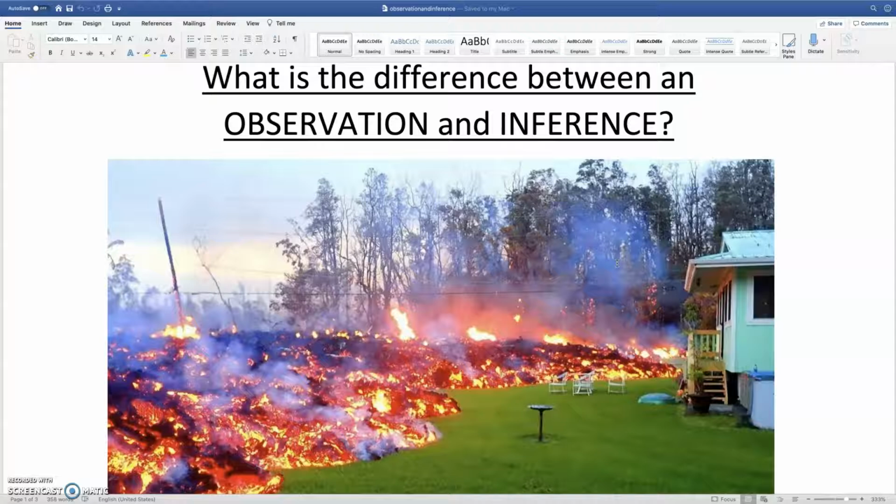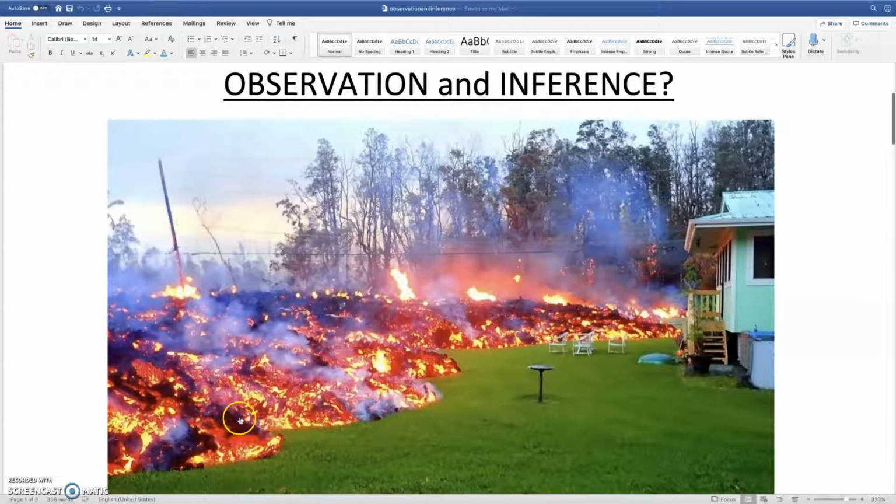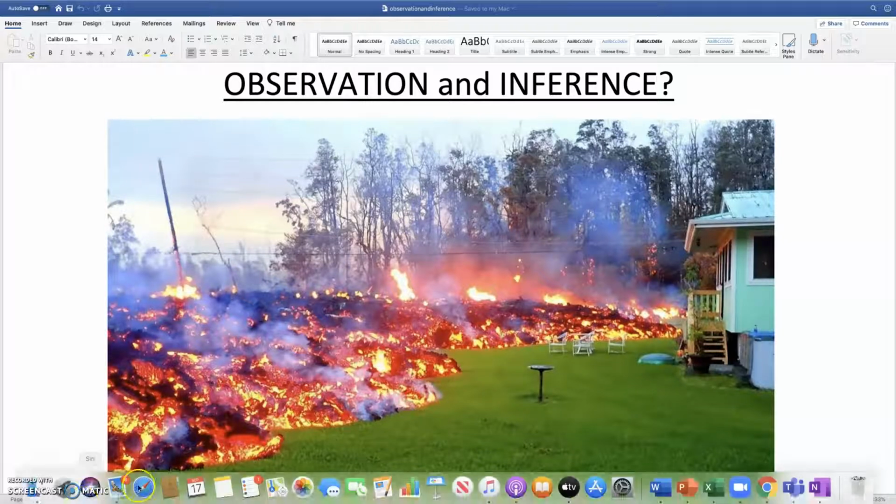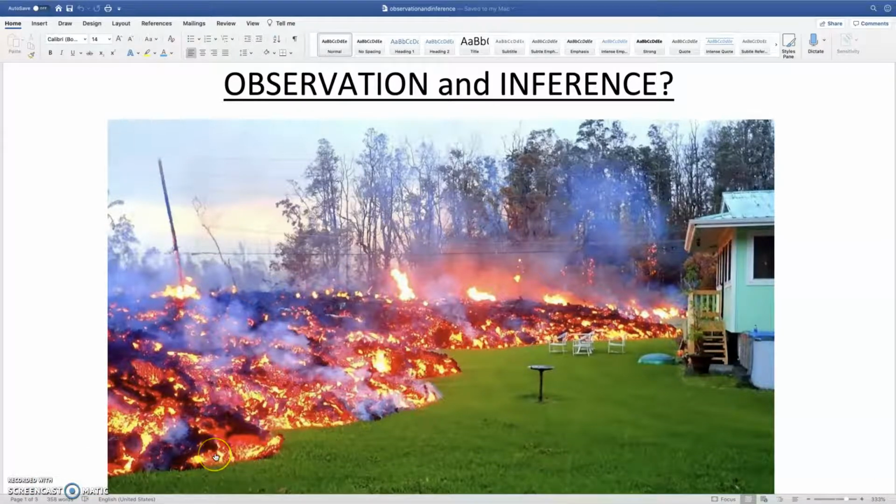Now, when you make an observation, it is kind of like a fact. A lot of times observations can be measurements. Like if I measured how high this lava was and I said, okay, the lava has a height of 6 feet, that could be an observation.